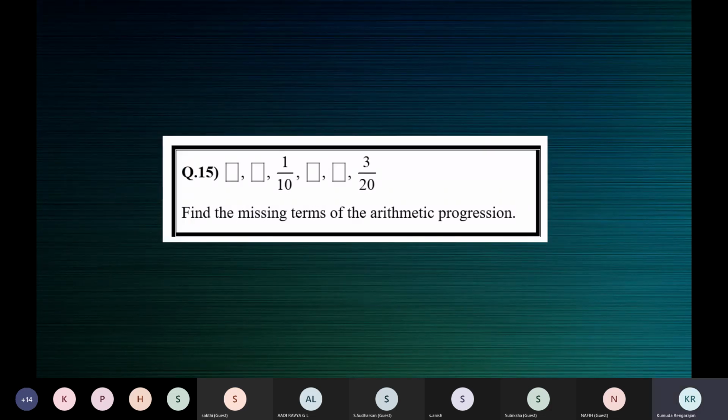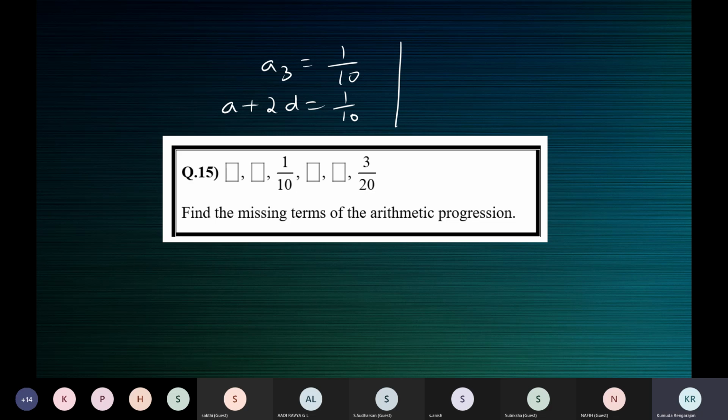Find the missing terms of the arithmetic progression. The first term is not known. The second term is not known. The third term is 1 by 10. That means A3 is 1 by 10, that means A plus 2D is equal to 1 by 10.